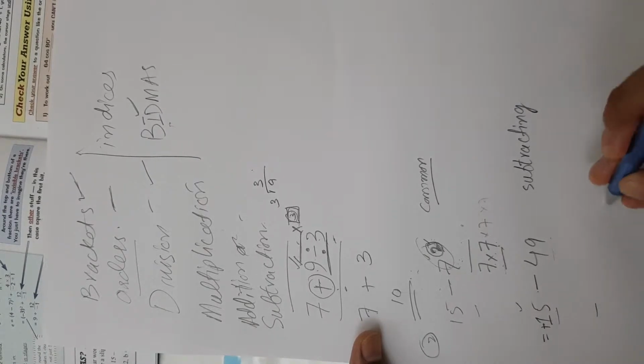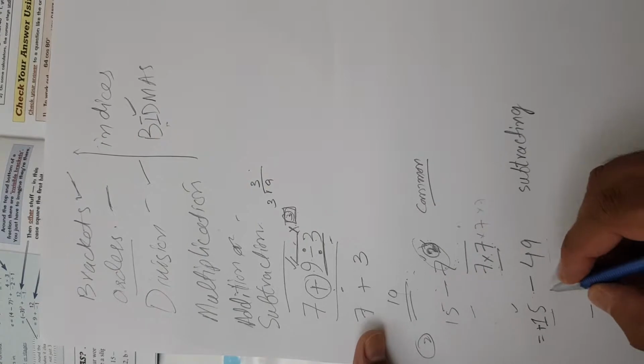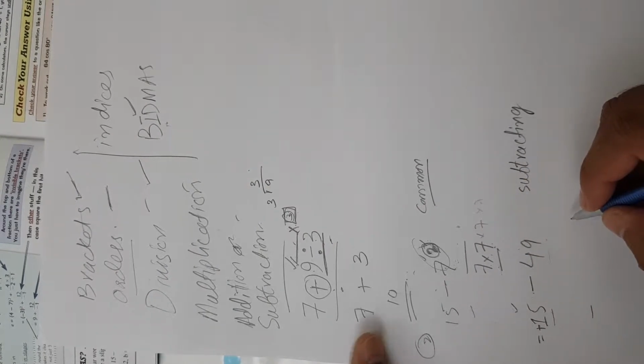Now, how am I going to work with this? What I will do, I will simply say 49 minus 15. I will do the general subtraction.